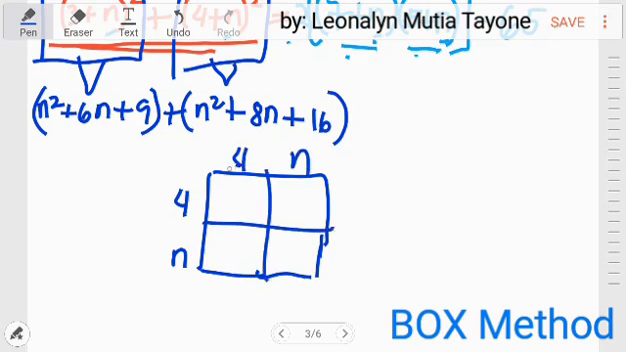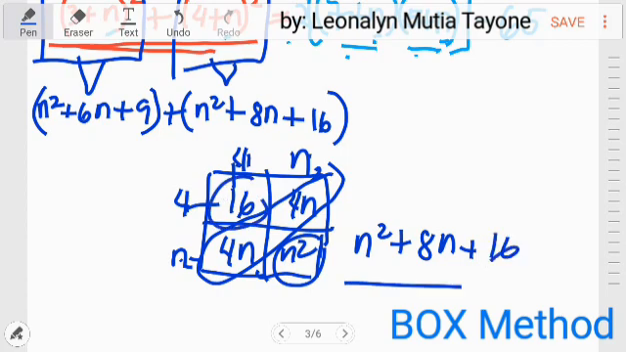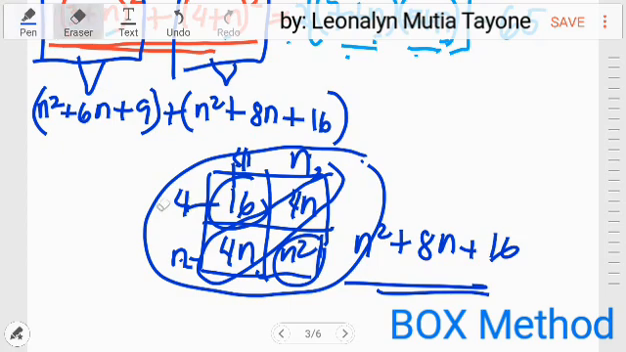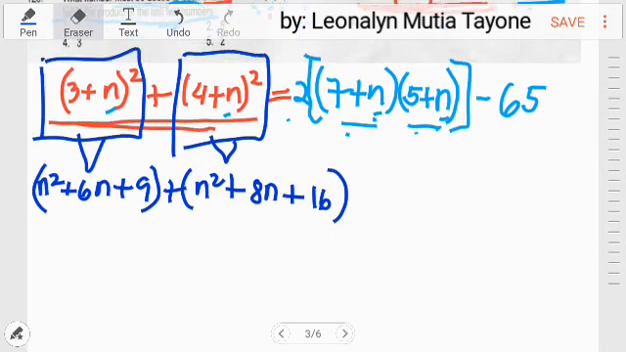Another way, bali. 4n. 4 times 4, that is 16. Tapos, n times 4, that is 4n. n times n, that is n squared. Tapos si 4 times n, that is 4n. So this is n squared plus yung like terms, 4n plus 4n, that is 8n, plus 16. So, pareho pa rin. This is what we call box method. Delete natin yan, at balik tayo sa problem natin.